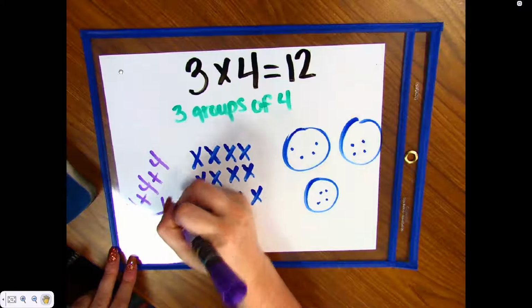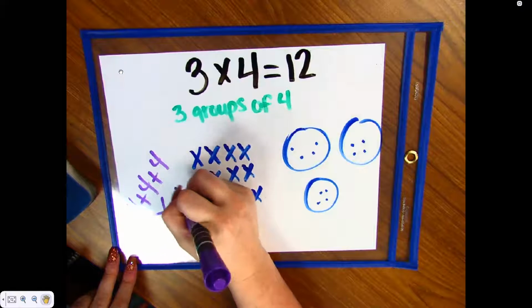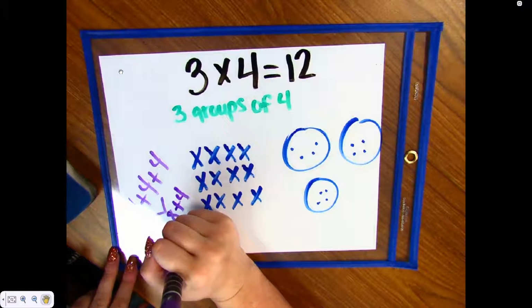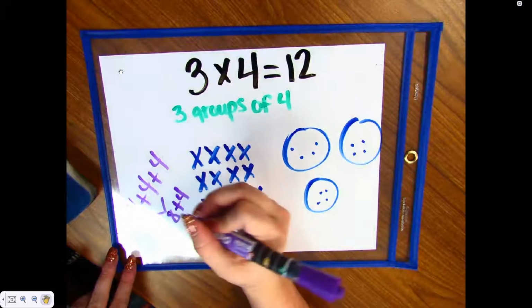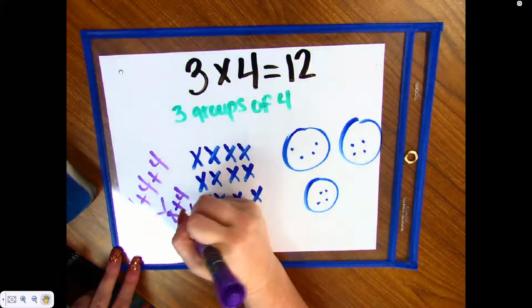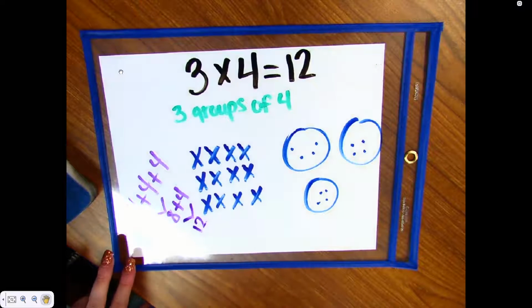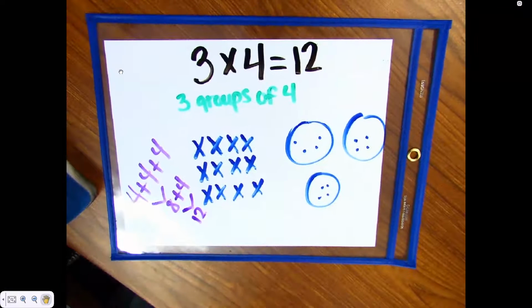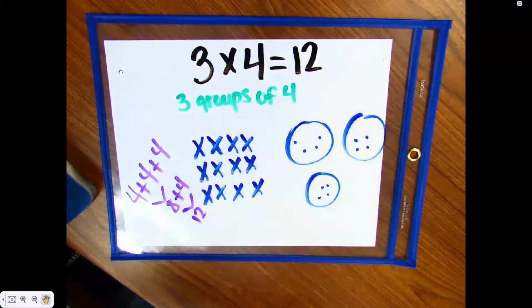8. Then I'm going to add another 4. So what's 8 plus 4? Holly, what's 8 plus 4? 12. So I can also do some repeated addition, okay? So 4 plus 4, and then 8 plus 4 equals 12. So I still got my answer of 12.